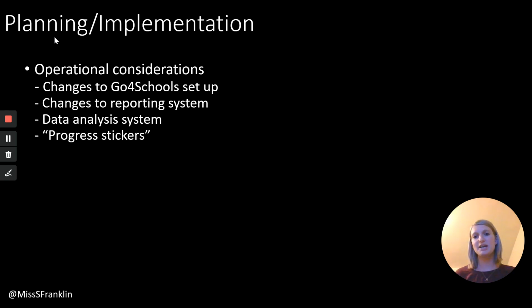So for us, it required changing our Go for School setup in the way that data is input, and also our reporting systems, which took a really long time to formalise and to set up and to get going. So plan that time into both your planning and implementation stage. Our data analysis system, making sure we had something that was up and running, and we chose to actually work on Excel because we found it the most flexible system to use.